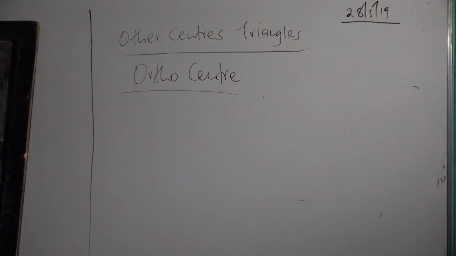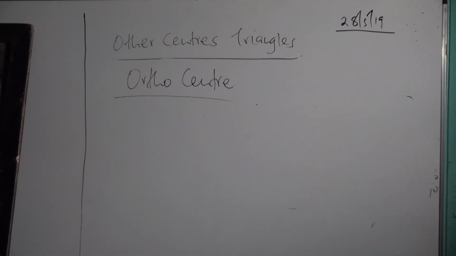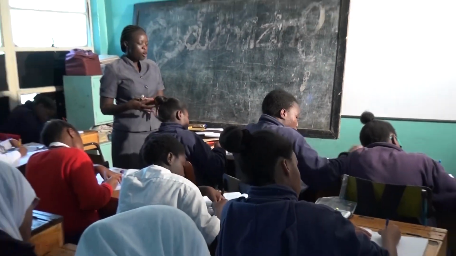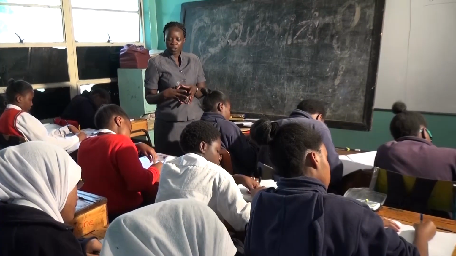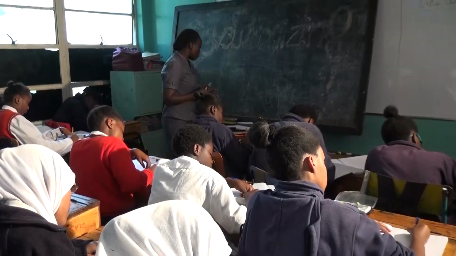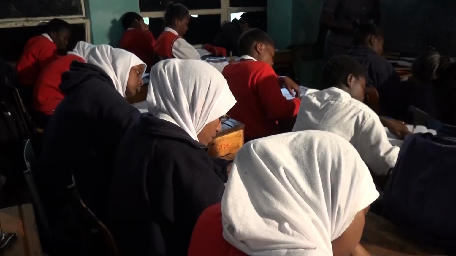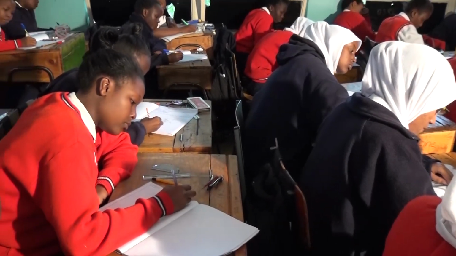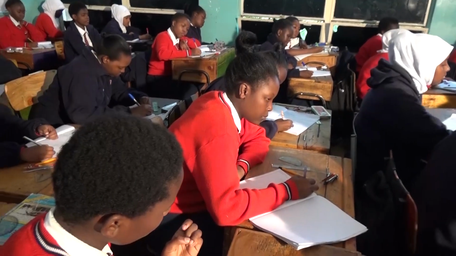Orthocenter of a triangle. We are defining it like this. This is the point of intersection of altitudes in a triangle. Point of intersection of altitudes in a triangle.